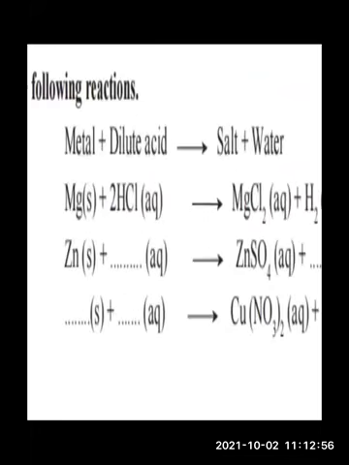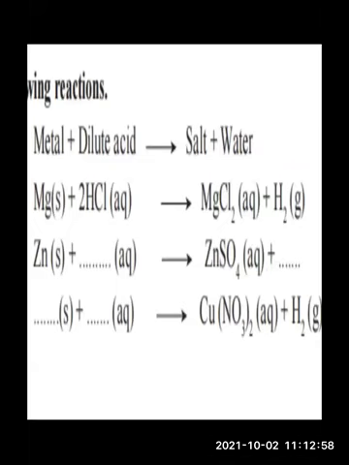Here you have to complete the reactions. Metal plus dilute acid gives salt and hydrogen. The first reaction just now I had told you, magnesium reacting with hydrogen chloride gives magnesium chloride and hydrogen. Now the second reaction, zinc plus dash gives zinc sulfate plus dash. Okay, you all can type in the chat box which acid we will add with zinc. Everyone, which acid we should add with zinc so that we get zinc sulfate? Come on.